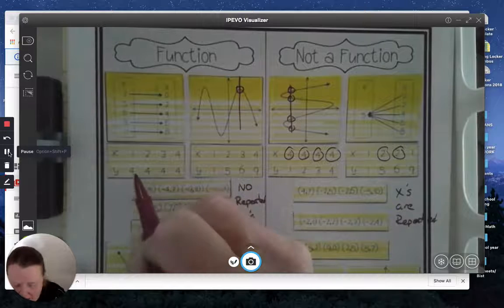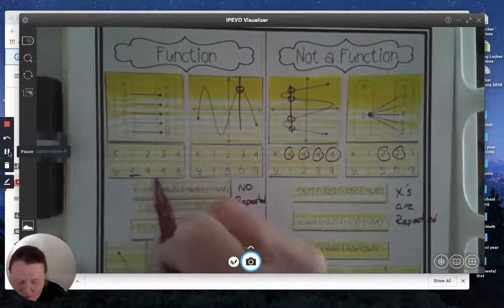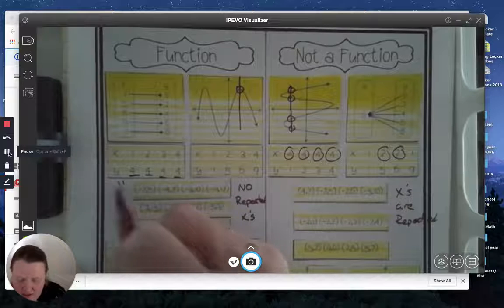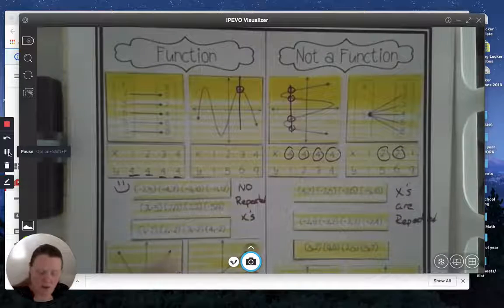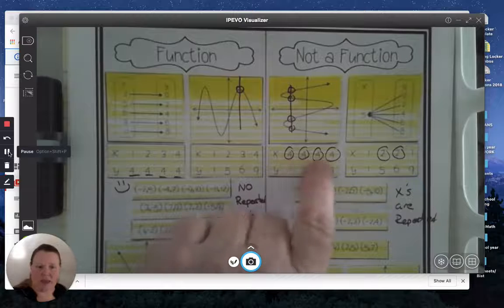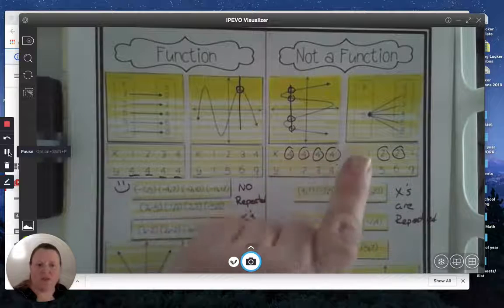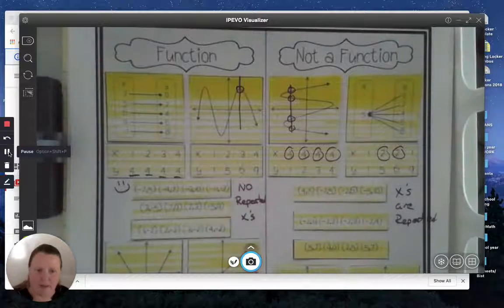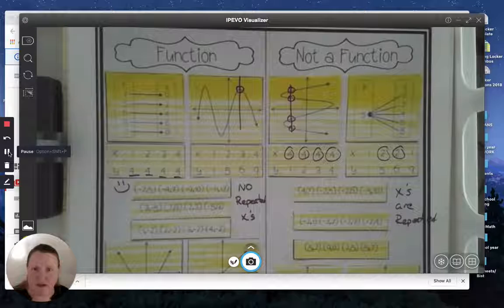We do not care about the repeats in the y. This is still good. But we cannot have any repeated x's. So whether that's a whole bunch of them or just one pair that repeats, anytime you have a repeat, it is going to be not a function.